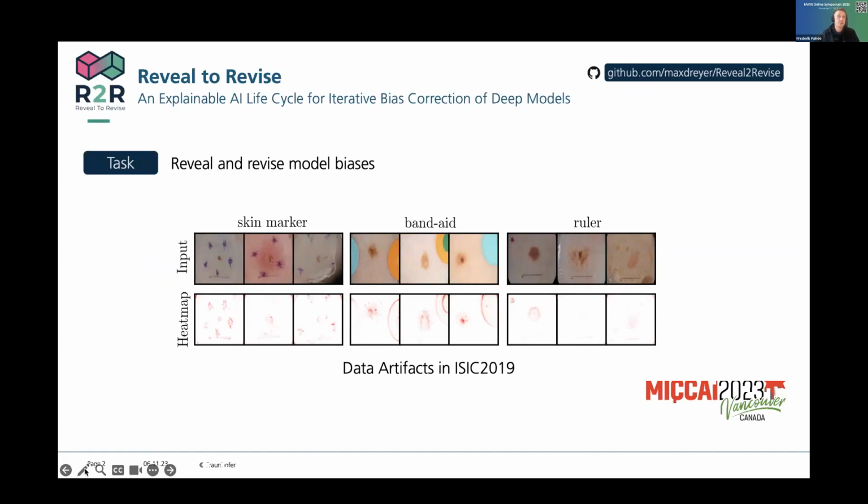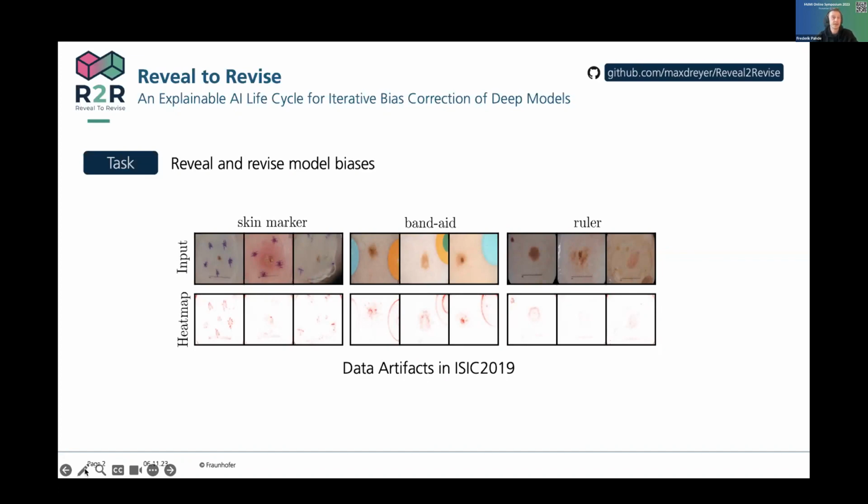And biases that we refer to here are data artifacts that are present in most of the training data sets that we use in machine learning. And one popular example is ISIC 2019, which is a data set for skin cancer detection. So it has images of moles of different classes. Some of them are benign, some of them are malicious. And examples are, for example, skin marker, band-aids, or rulers.